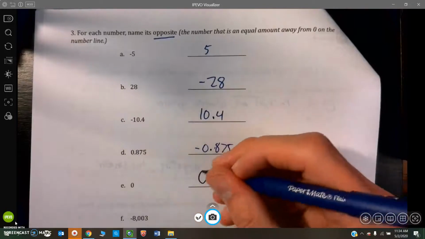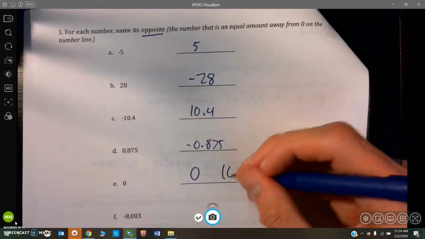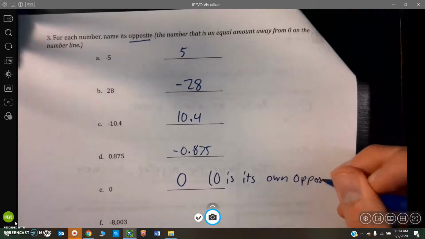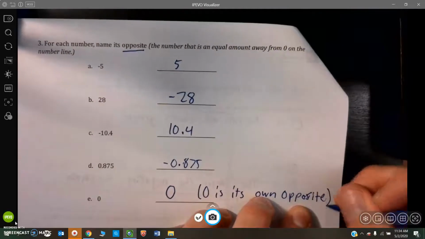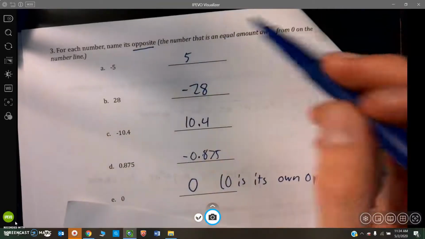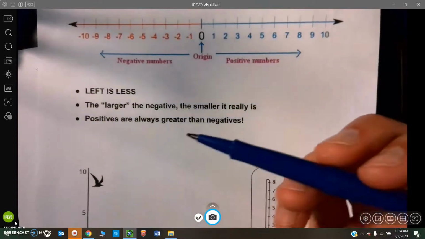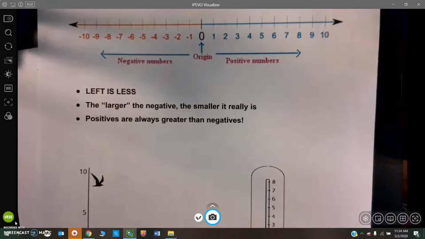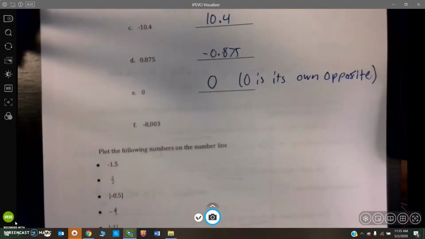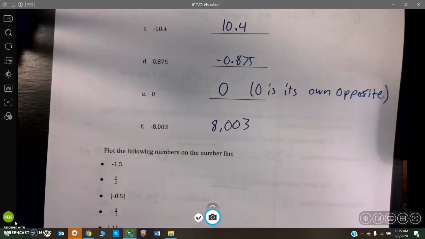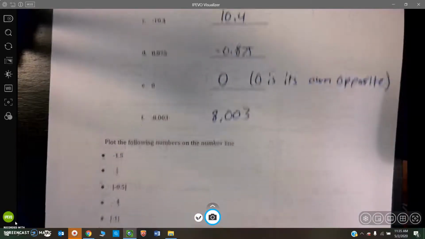The opposite of 0 is 0, because 0 is its own opposite. And the reason why is because the definition of opposite is a number that is an equal amount away from 0. Well, 0 is 0 units away from 0. It's itself. So there actually is no negative version of 0. That is the origin. That's just the middle. So that would just be 0. And the opposite of negative 8,003 is positive 8,003.